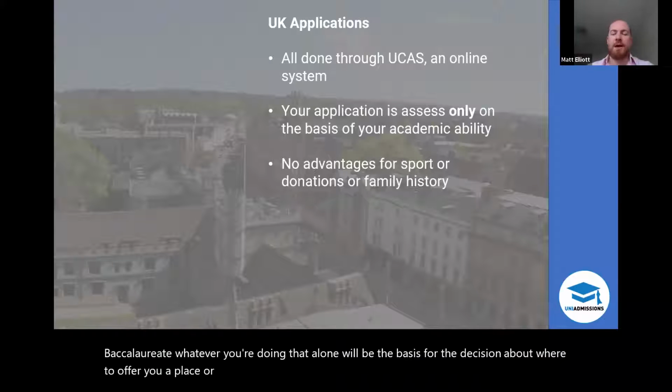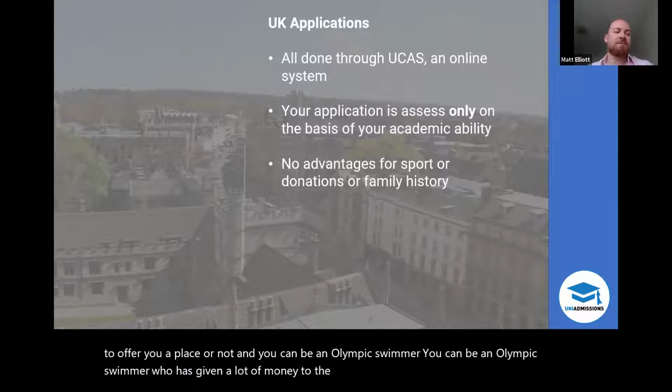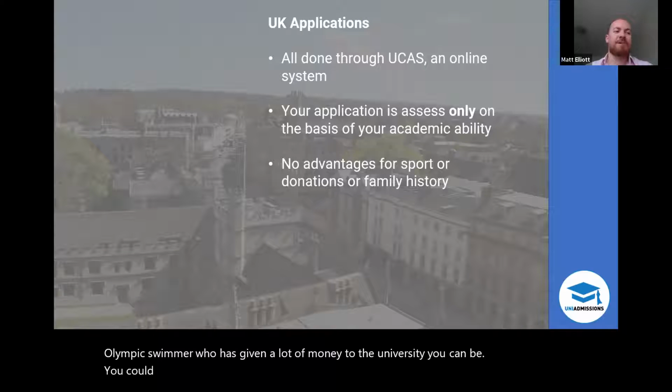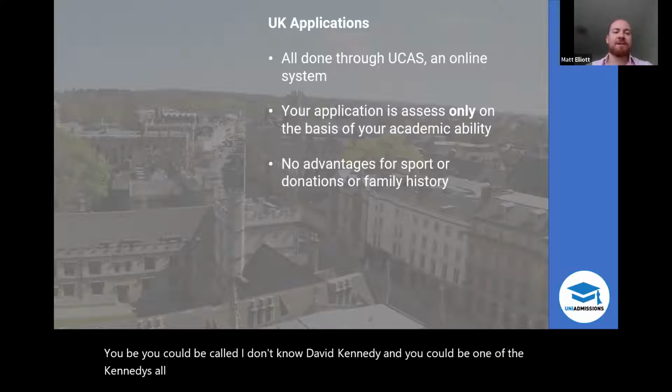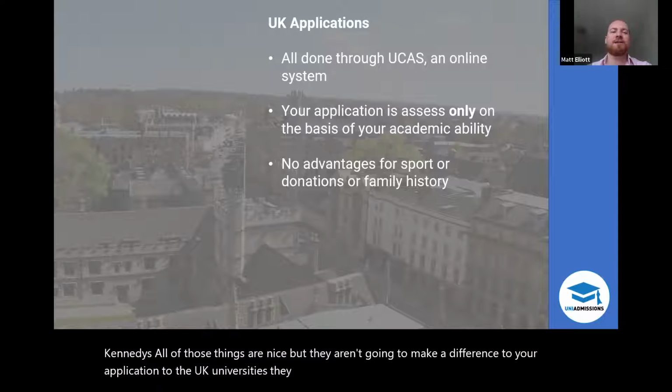You can be an Olympic swimmer. You can be an Olympic swimmer who's given a lot of money to the university. You could be called, I don't know, David Kennedy, and you could be one of the Kennedys. All of those things are nice, but they aren't going to make a difference to your application to the UK universities. They put a real effort into leaving all of that stuff out.